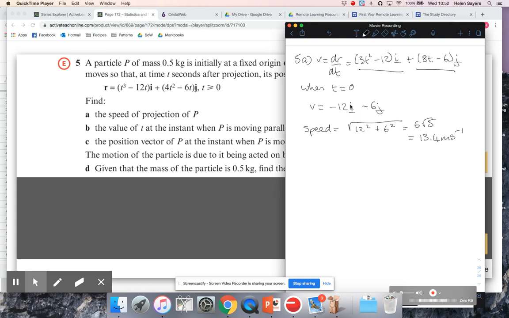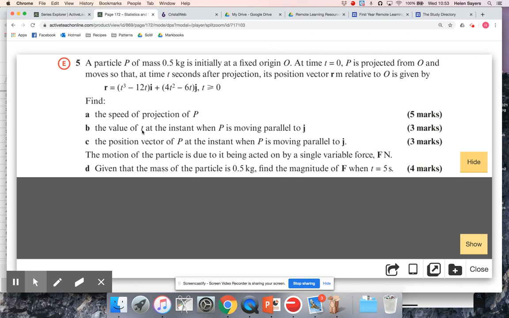When you compare that working to the fact that it's worth 5 marks, there's not a lot of working, and none of it was particularly tricky, but it's the interpretation. Things like realizing what they mean when they say the speed of projection, they mean at the point at which it was projected. That's kind of where the marks come in. It's for the thought process, not the actual calculations.